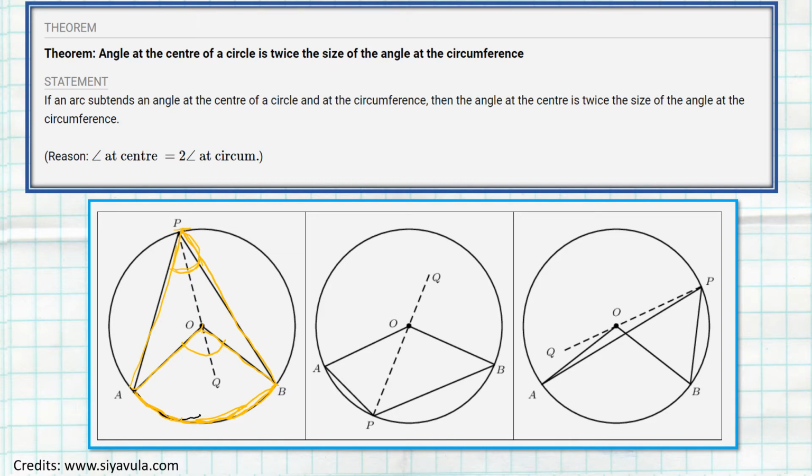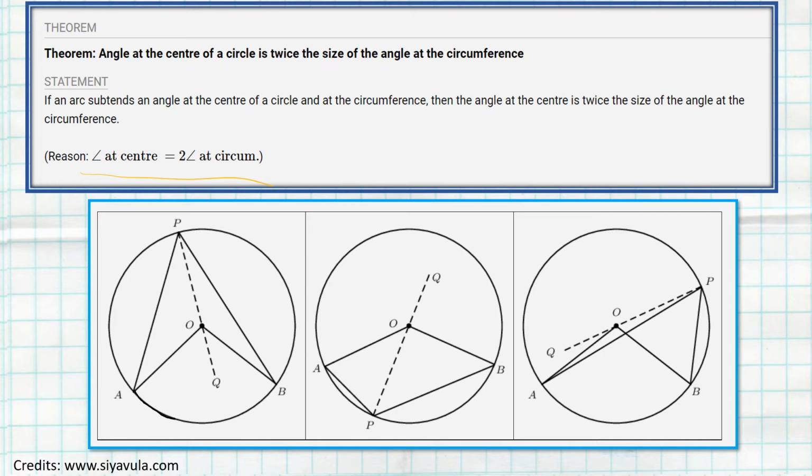So the theorem states that if you have an arc subtending an angle at the circumference and also subtending another angle at the center, then the angle subtended at the center will be twice the angle subtended by the same arc at the circumference. This is quite an easy theorem. The reason that you give is: angle at the center is equal to 2 times angle at circumference.